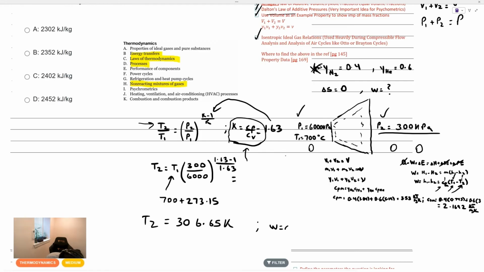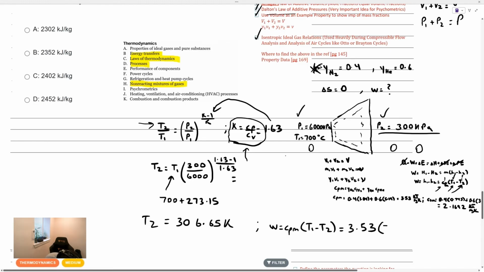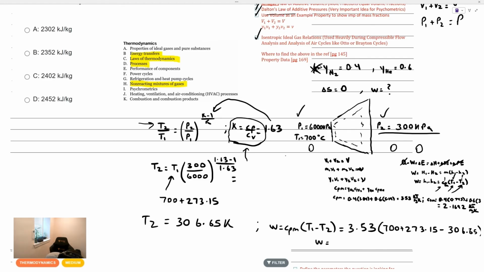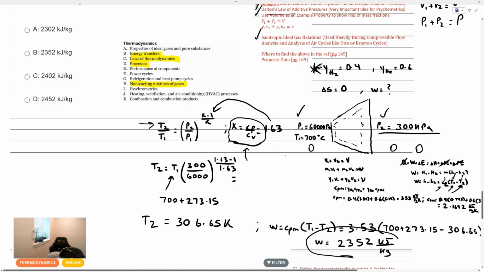We can plug into our work per unit mass relationship here, which is that Cp of the mixture multiplied by T1 minus T2 is going to be our work per unit mass. Cp of the mixture, we got 3.53. T1 was equal to 700 plus 273.15. And the temperature at state point 2 is 306.65. If we plug in, what we get is 2352 kilojoules per kilogram. Looks like answer choice B here.